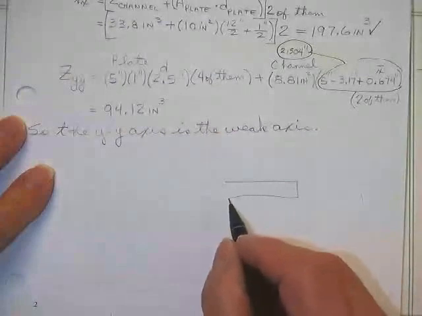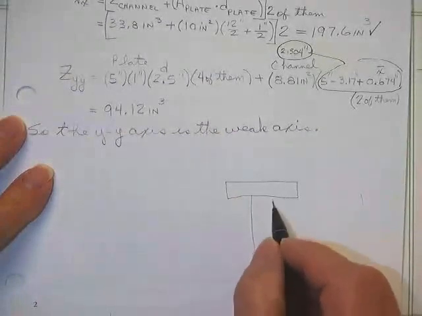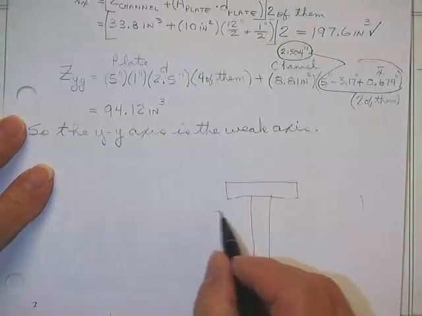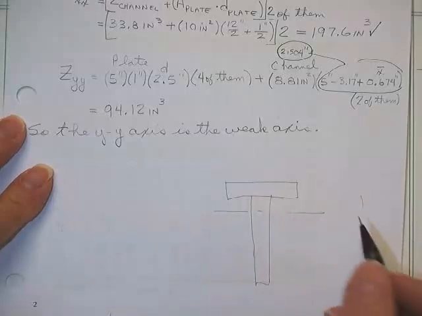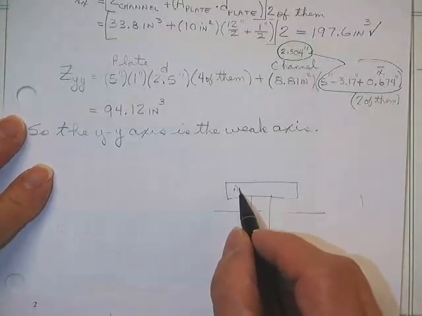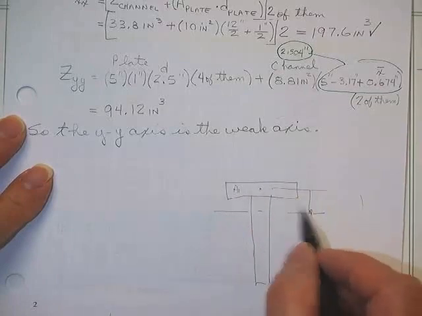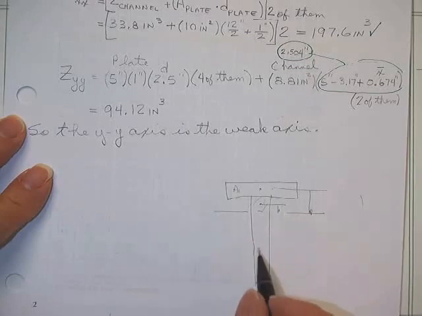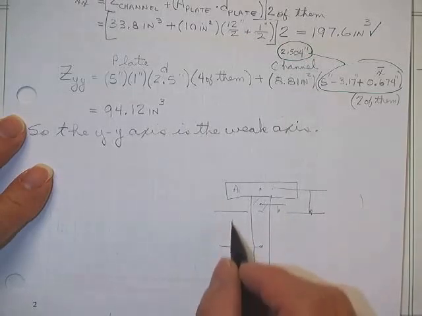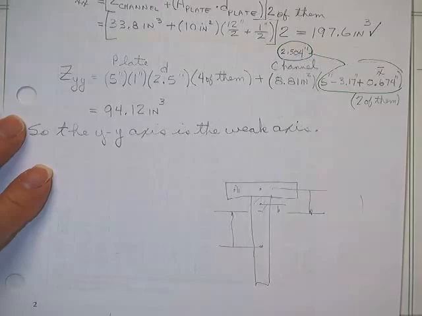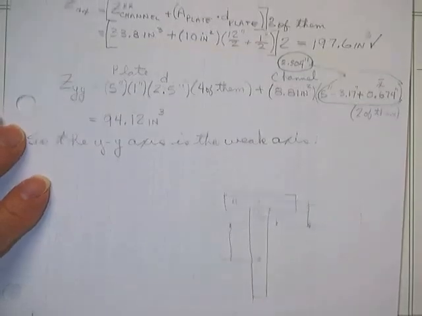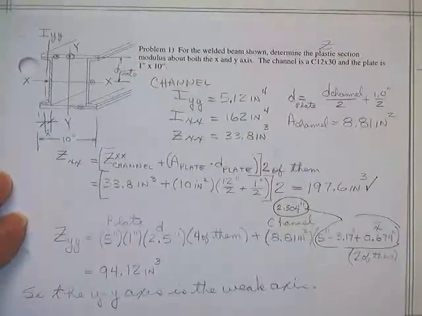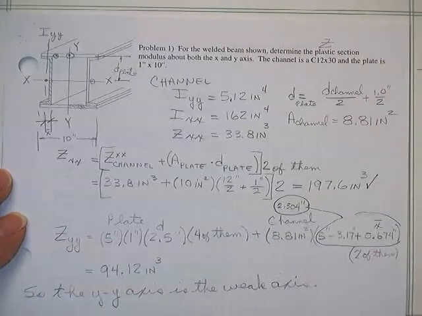Z is nothing more. You have something that looks like this, and this cuts the two pieces into equal parts. Z is nothing more than A1 times that distance plus area 2 times that distance plus area 3 times that distance. So if you can calculate the area of a rectangle, and if you can calculate how far it is from its center, you should get full credit on this problem.